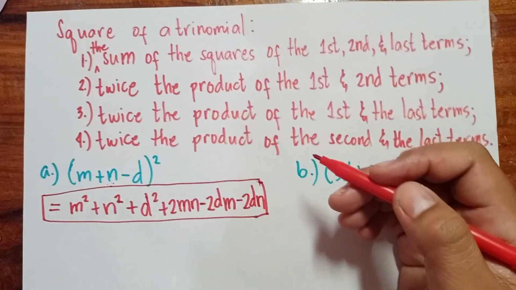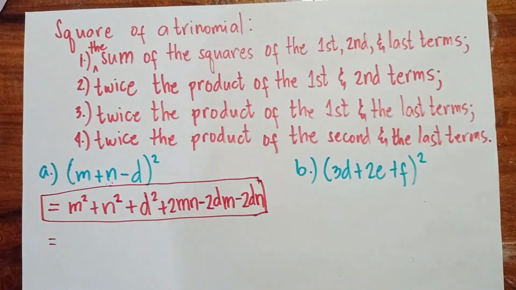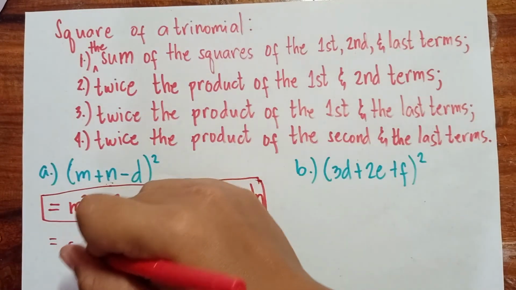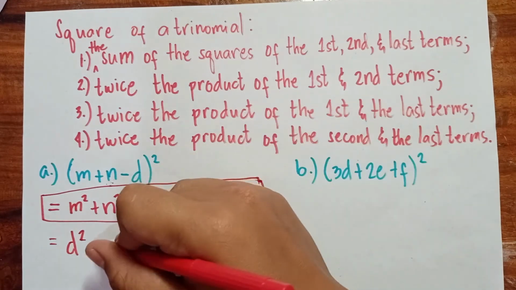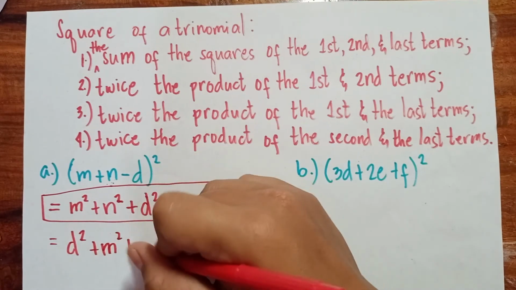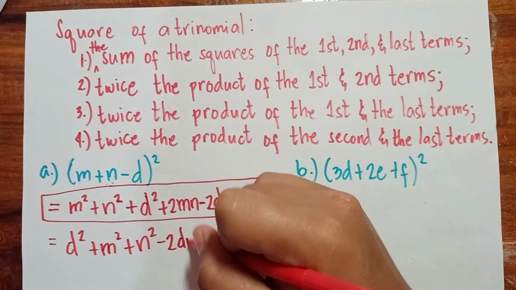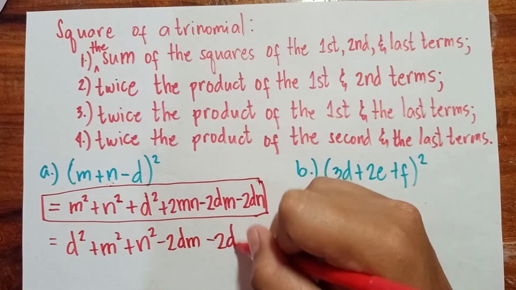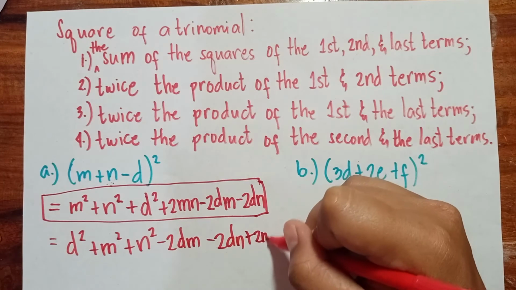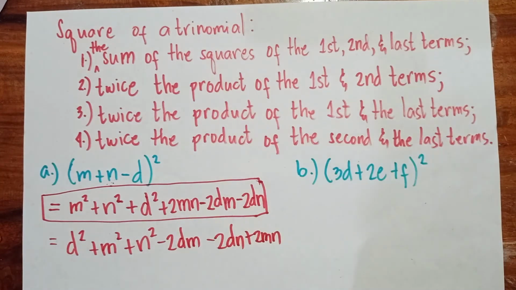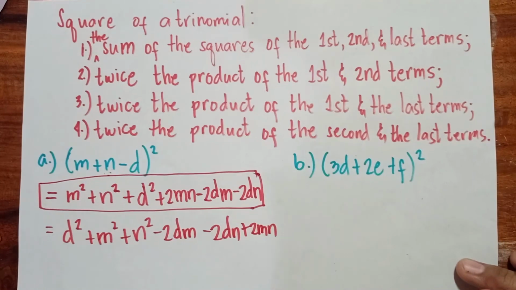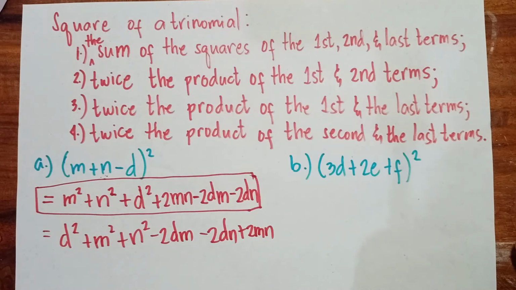Or you can write this in a standard form. So we have here d squared plus m squared plus n squared minus 2dm minus 2dn plus 2mn. Okay? So how about letter B? We have here (3d + 2e + f) quantity squared.